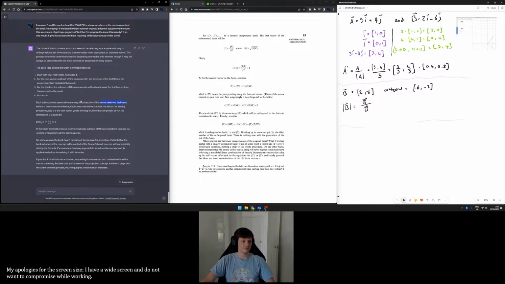In mathematical terms, if U is a normalized vector from the set you've already processed and V is the next vector you're working on, then the component of V in the direction of U is given by the projection formula. In the Gram-Schmidt process, we systematically subtract off these projections to make our vectors orthogonal to all the previous ones. So when you say the book hasn't mentioned the formula of projection, it's likely that the book introduced the concepts in the context of the Gram-Schmidt process without explicitly stating the formula. It's a common teaching approach to introduce the concept and its application before formalizing it with formulas. If your book didn't introduce this and jumped right into the exercise, I understand how that could be confusing, but now that you're aware of the projection, you're equipped to tackle such exercises.